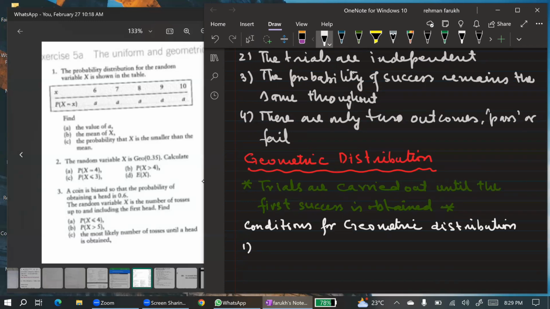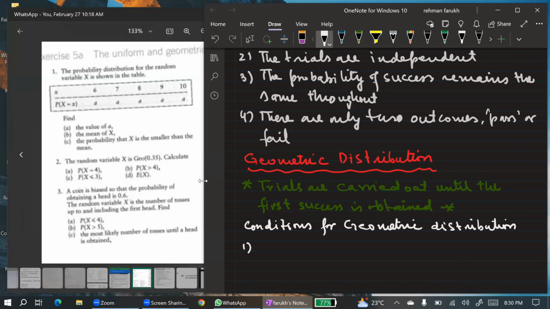Sir, what do you mean by the trials are independent? Trials are independent means if a die is rolled, there is a 6 on the die. We will roll the die for the second time. Is the result of the second die affected by the result of the first one? If there is a 6 on the first throw, can it affect the result on the second throw? No, sir. Trials are independent.